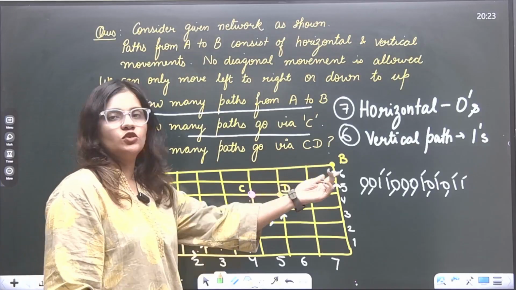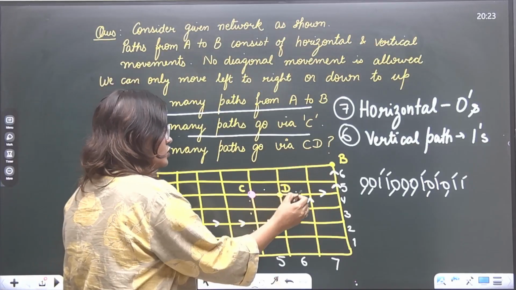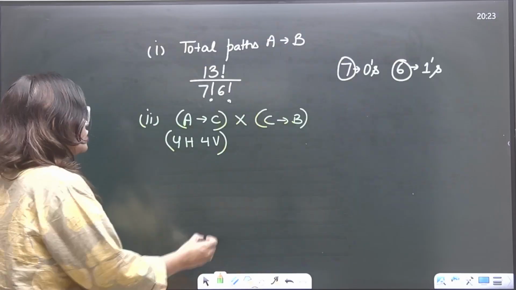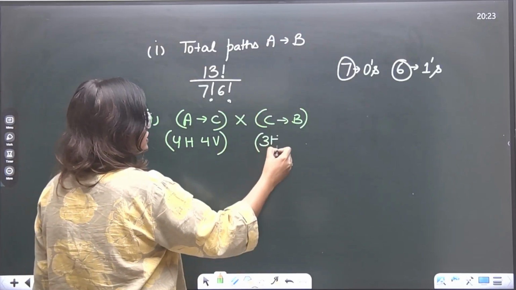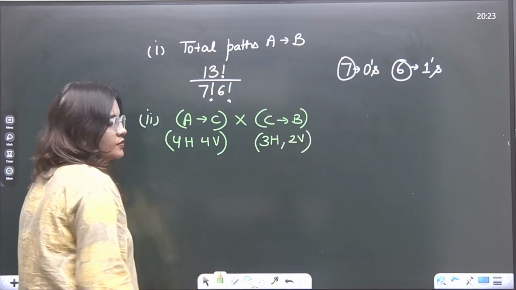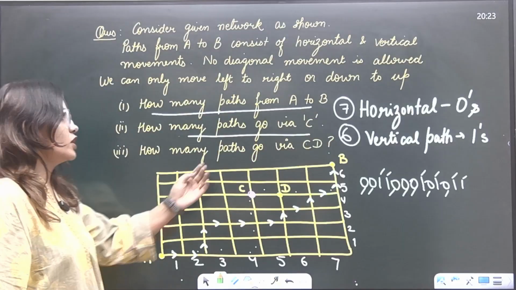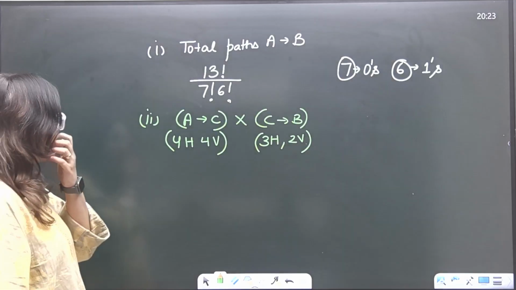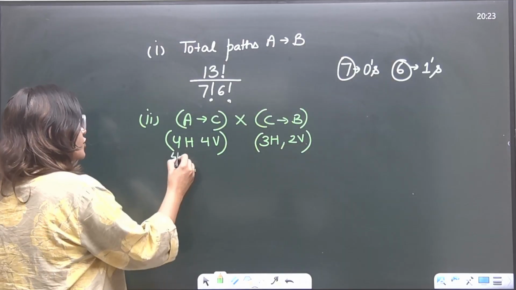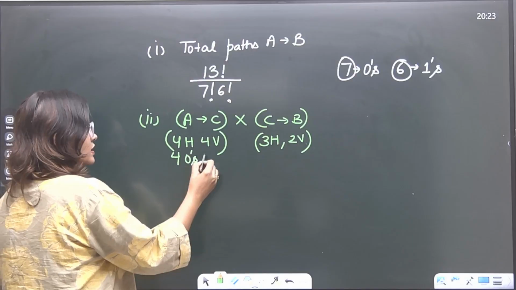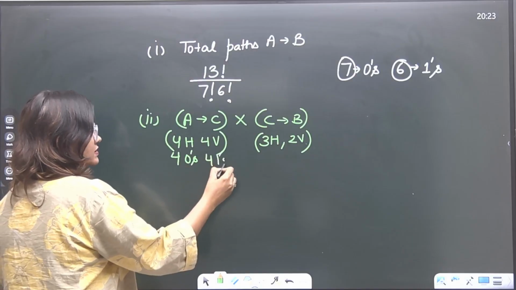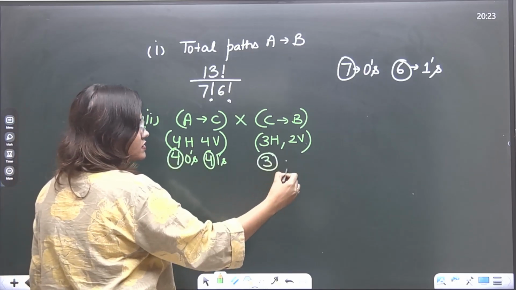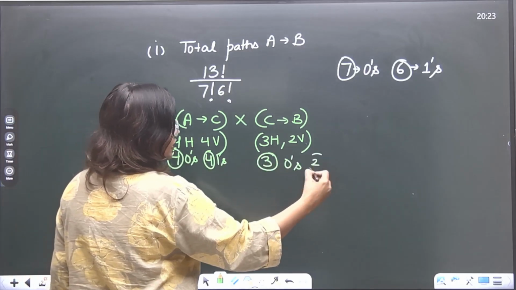And from C to B, 1, 2, 3, 3 horizontal, 1, 2, 2 vertical. 3 horizontal and 2 vertical, right? And we consider horizontal as 0 and vertical as 1, right? So now how will I write? I have to arrange 4 zeros and 4 ones. Here I have to arrange 3 zeros and 2 ones.